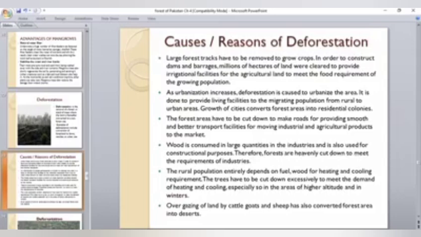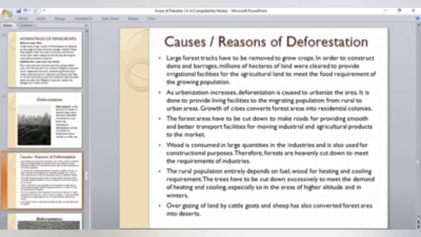Due to urbanization, as urbanization increased, deforestation is caused to urbanize the areas. It is done to provide living facilities to the migrating population from rural to urban areas. Growth of cities converts forest areas into residential colonies.